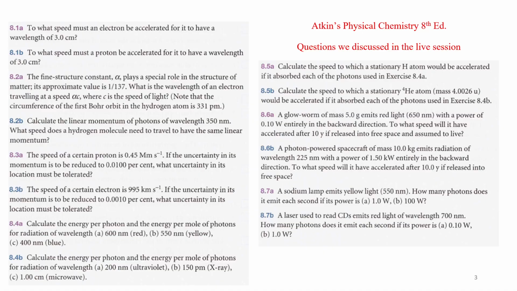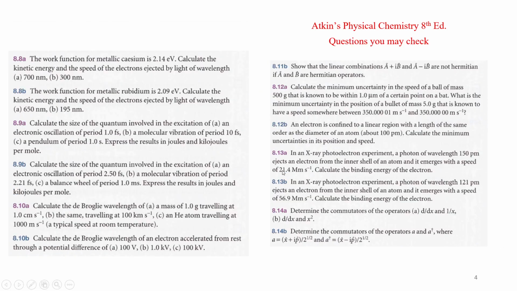So these are the problems that we already almost solved up to 8.6b, I guess. We did not solve 8.7a and 8.7b. That we will do today. These problems are from Atkins Physical Chemistry book, 8th edition. Most of the problems are based on de Broglie's theorem and Einstein's photoelectric effect, and some problems are from operators. So we'll also do them.